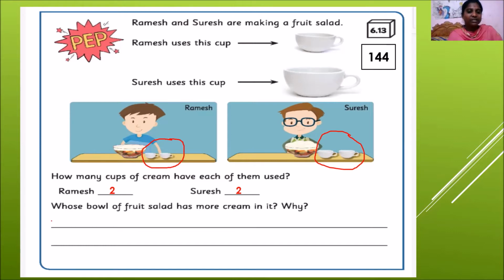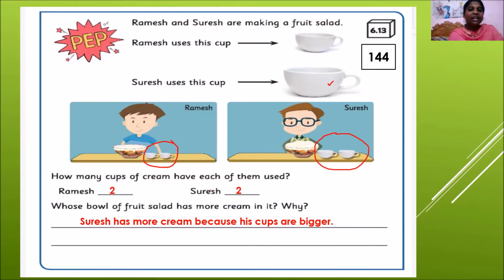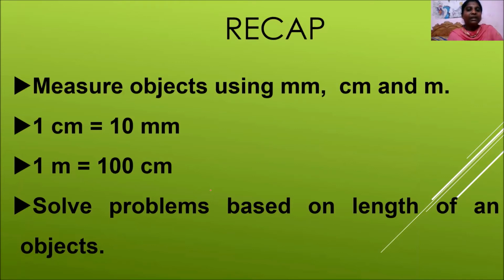The second question is, whose bowl of fruit salad has more cream in it? Why? See the size of the cups, children. Whose cup is bigger? Suresh's cup. So Suresh's fruit salad has more cream. So the answer is Suresh has more cream because his cups are bigger than Ramesh's. Very good, children. Let's move on to the next topic, recap.